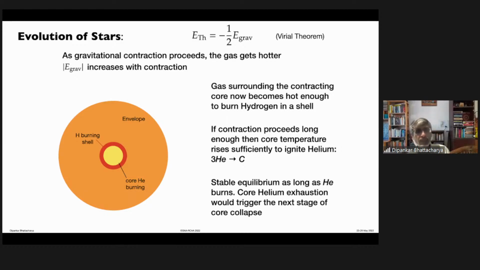Once core helium burning starts, then just like before, it will halt any further collapse of the core. So as long as helium burns in the core, the star will again be stable and spend the amount of time it takes to exhaust helium in the core. Once helium also is exhausted in the core, then again the next stage of core collapse will start and further thermal energy will be released.